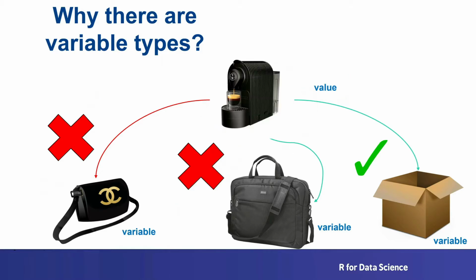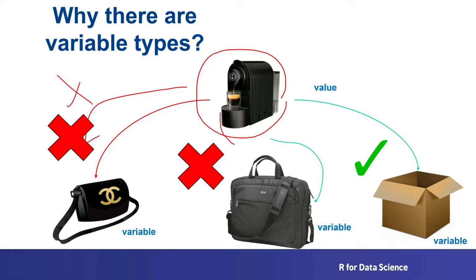But what about this one? It's a coffee machine. Can I put it in the lady purse? Nope, I can't. Can I put it in this bag? Maybe I can, maybe, but it won't close. But can I put it in this box? Yes. Why am I explaining all these things for you?